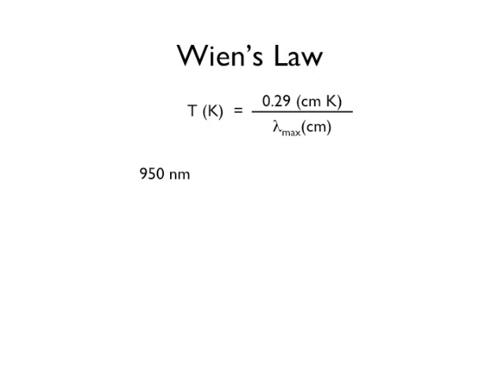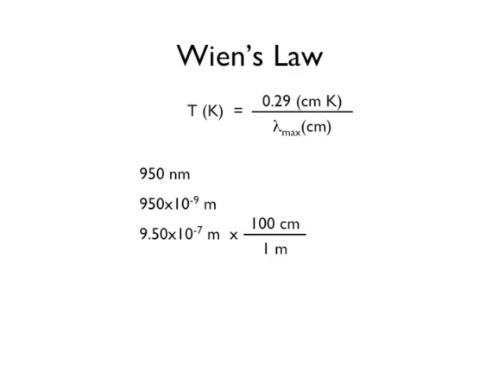Since a nanometer is 10 to the minus 9 meters, 950 nanometers is equal to 950 times 10 to the minus 9 meters, or by shifting the decimal, 9.5 times 10 to the minus 7 meters. By looking at the units in the Wien's Law equation, you see that you need to convert meters to centimeters in order to cancel with the centimeters in the constant.